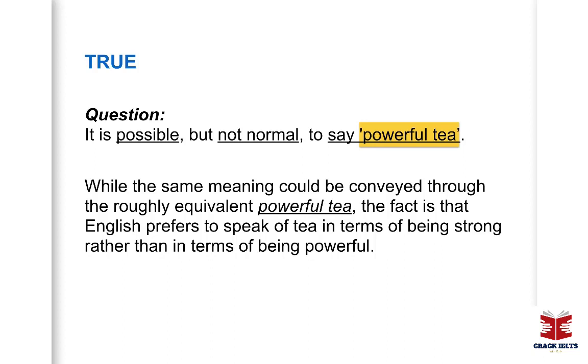Now we need to look for: is it possible to say poverty? Well, back to the beginning. When the same meaning could be conveyed through the roughly equivalent poverty, well, if the meaning could be conveyed by saying poverty, that means possible. Could be here means possible. Conveyed means saying something. So yes, it is possible to say poverty.